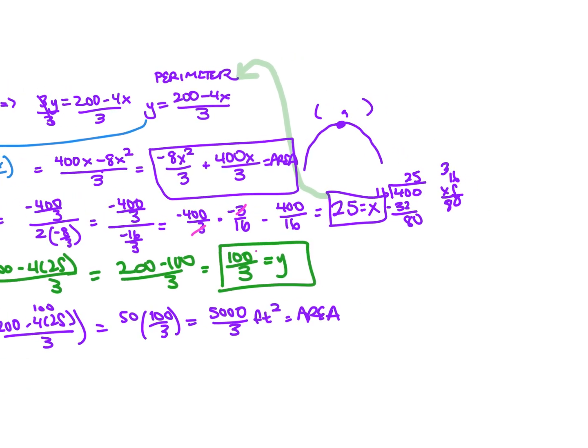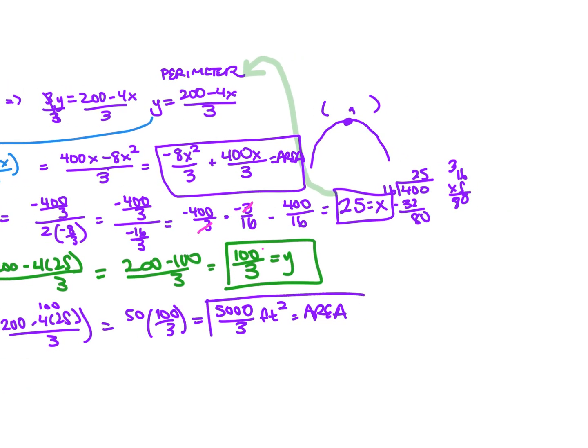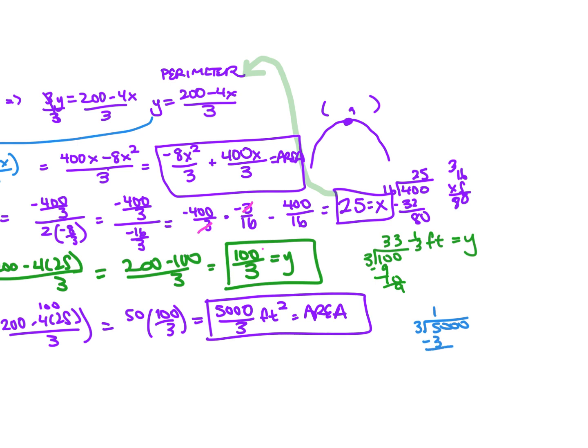Now we probably want to convert everything to a mixed number since this is a word problem. So let's go ahead and do that. So 100 divided by 3 is 33 1/3 feet, which is our y. Let's divide 3 into 5,000. And that's going to repeat. 1,666 and 2/3 feet squared.